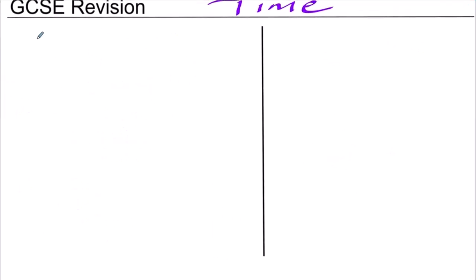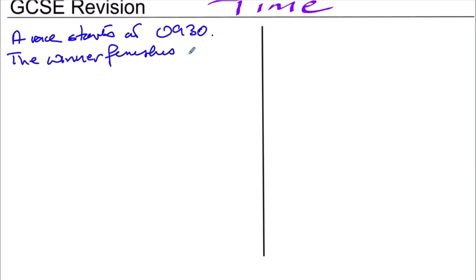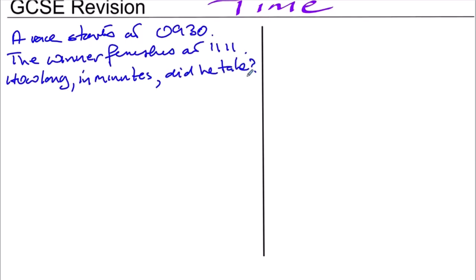Another typical question. A race starts at 09:30. The winner finishes at 11:11. How long in minutes did he take? Quite often in the GCSE exam, they don't put a colon in, they don't put a point. They just write 09:30 and 11:11. So how long in minutes did he take? Let's do it this way first.